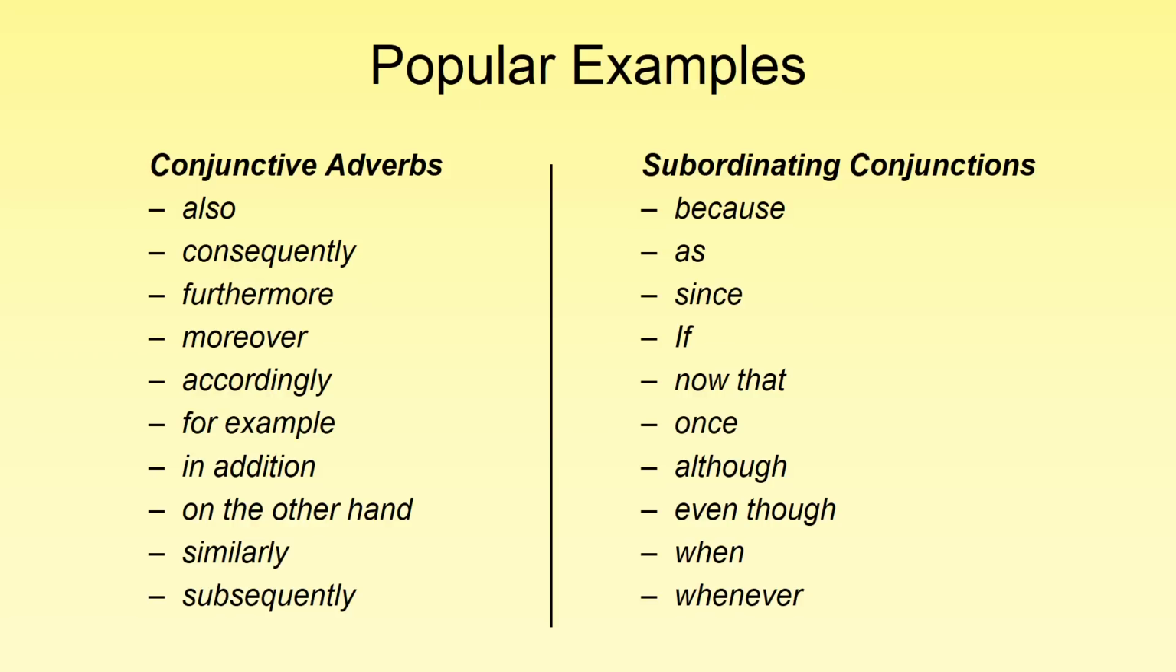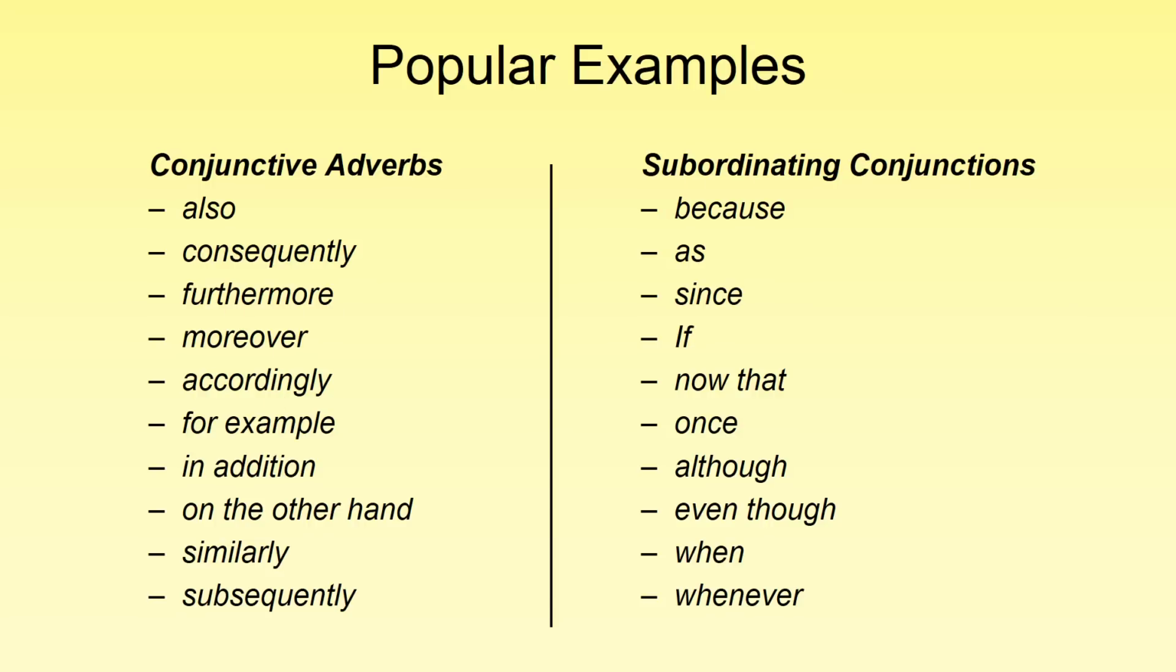Here are some popular examples of the two terms that we're looking at. Conjunctive adverbs, remember that these are definitive. They lead us in a certain direction. They're like a road sign to our thoughts. Also, consequently, furthermore, moreover, accordingly, etc., etc.